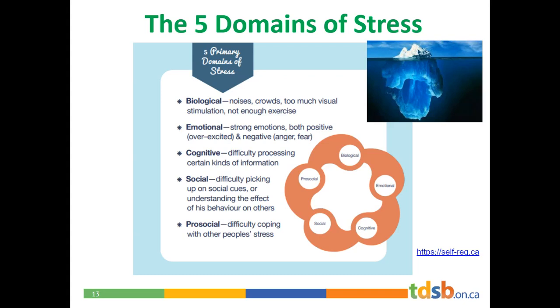In the social domain, some children have difficulty picking up on social cues or understanding the effect of their behavior on others. The pro-social domain involves kids who pick up on other people's stress. So they become more stressed when they're surrounded by people who are stressed. So when we look at the diagram of the iceberg, we see the tip of the iceberg, which is the behavior that we see, while the domains lie hidden underneath the water level.